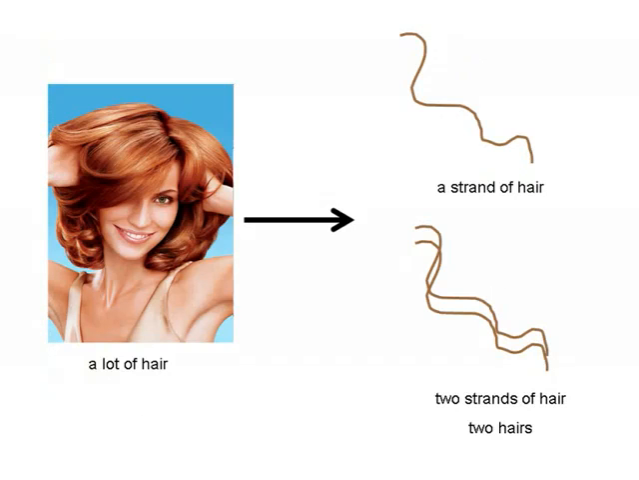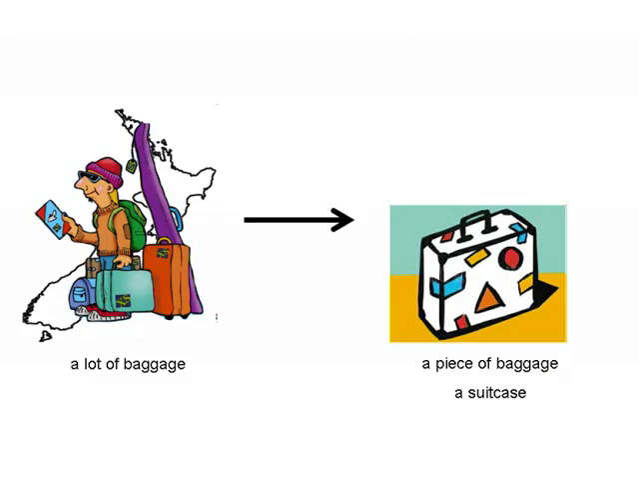Hair as a whole on your head cannot be counted. A lot of hair. A strand of hair, 2 strands of hair. A lot of baggage. A piece of baggage, or a suitcase.